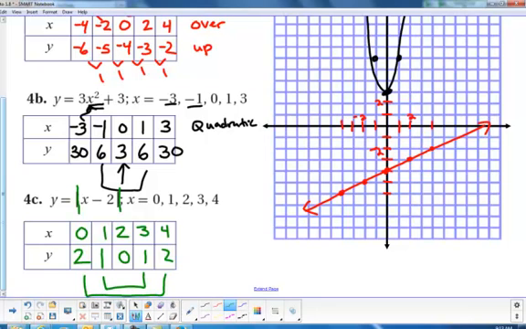So I'm going to first plot 2, 0. And then 1 and 3 both give me 1. And 0 gives me 2, as well as 4 giving me 2. So this is an absolute value graph. And it doesn't start here at the origin. It's shifted right 2. And we're going to get to this in just a couple days. So this is an absolute value graph.